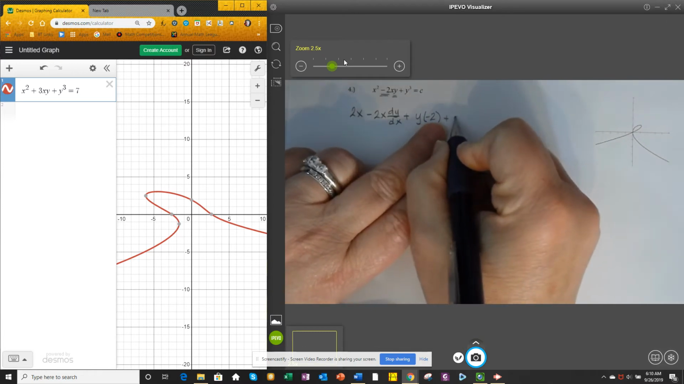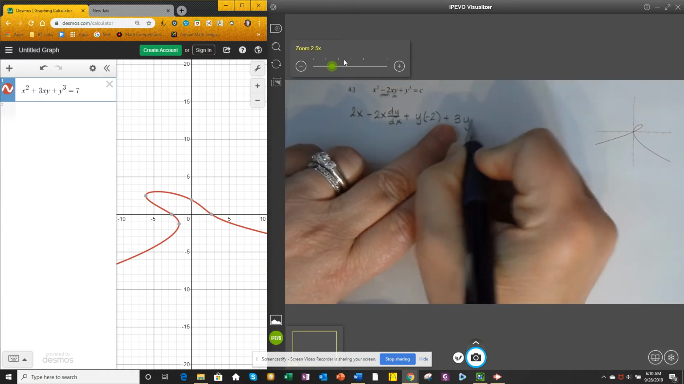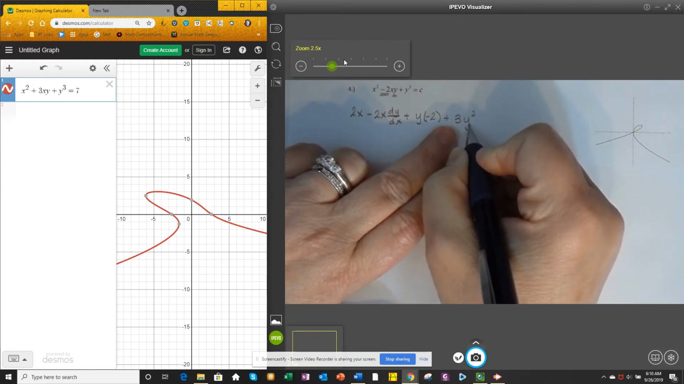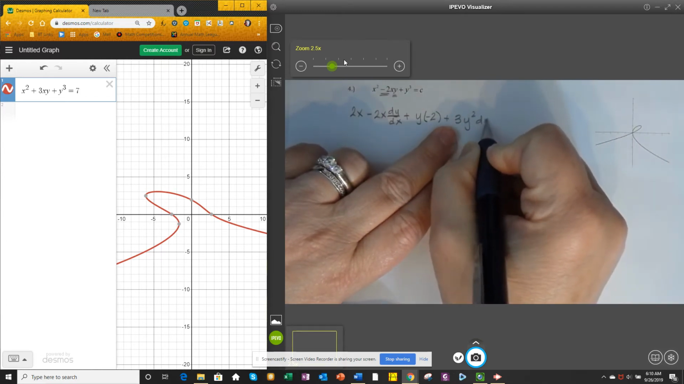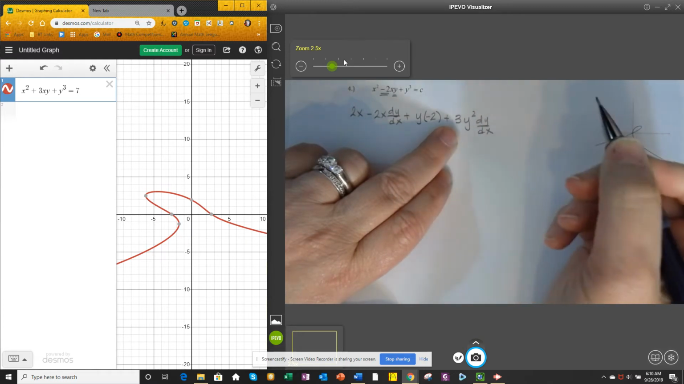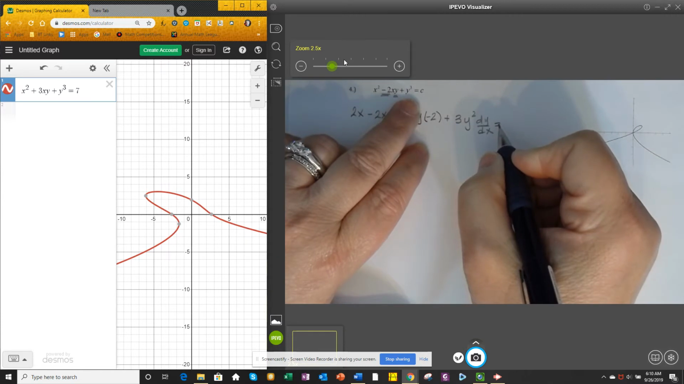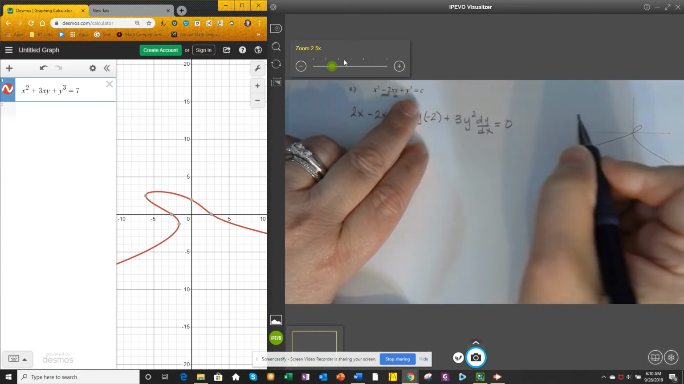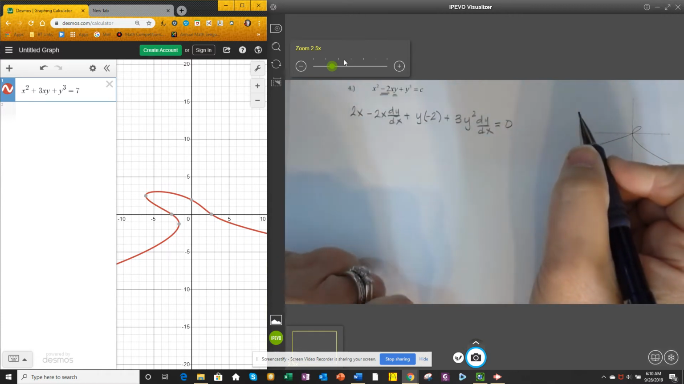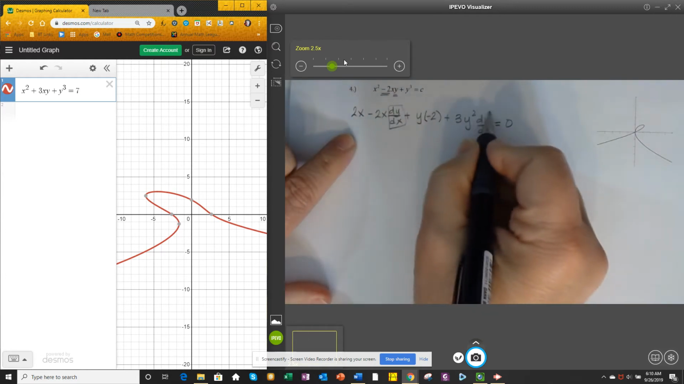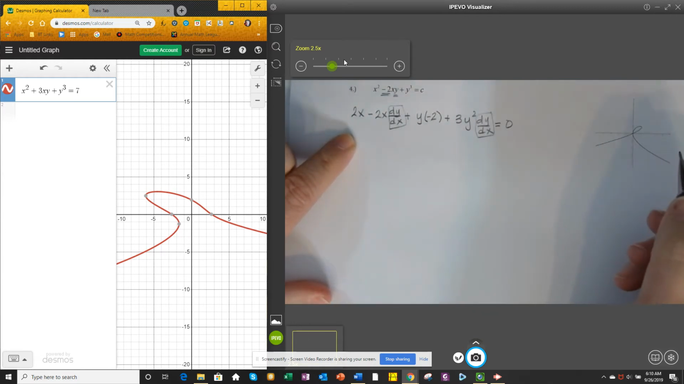Well, that would be power down 3y squared, lower the power 1, times the derivative of the inside, which is an implied function of x, and the derivative of y is dy/dx, equals c. Well, c is just a constant, so we're going to take the derivative of that as 0. Okay? And now I'm going to solve for dy/dx.